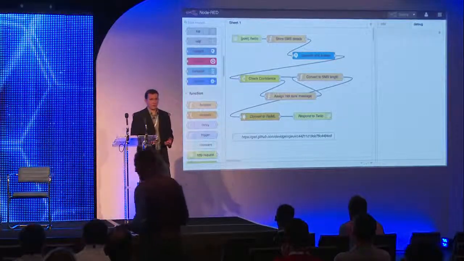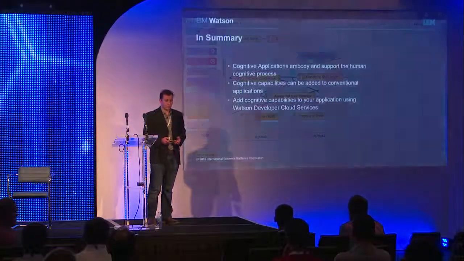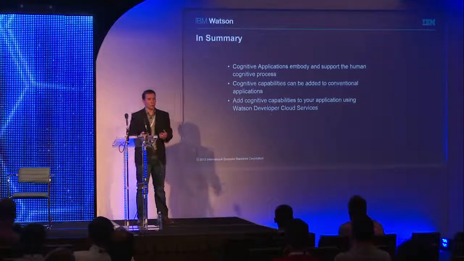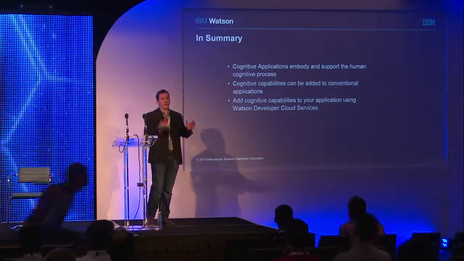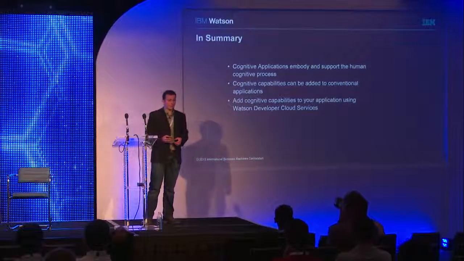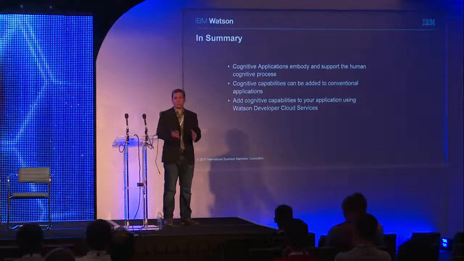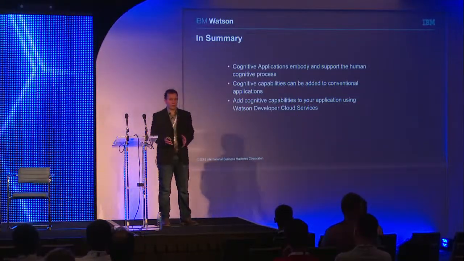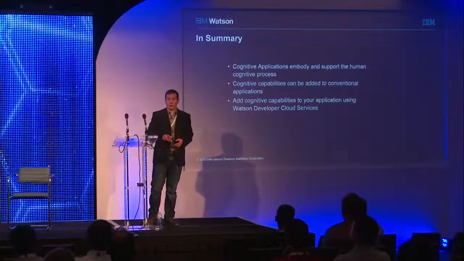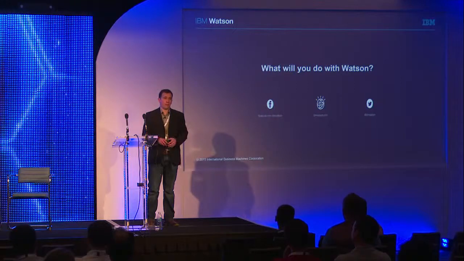So there's loads and loads of different ways that you can use these services, and really the sky's the limit as to what kind of thing you can build. So, in summary, cognitive applications are ones which support the human cognitive process. They embody parts of that cycle that I showed you earlier, and let us execute that cycle at the scale required of us today. And we can add cognitive capabilities to conventional applications, right? It can be new capabilities that we add to an application that we already have. And you can do that using the services that are available using the Watson Developer Cloud and IBM Bluemix, okay? So what will you do with Watson? Thank you very much.